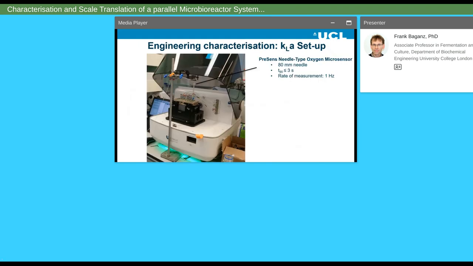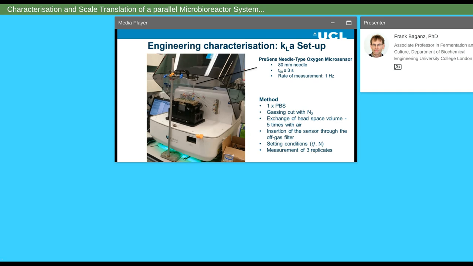This photo shows the setup to determine the volumetric oxygen mass transfer coefficient, kLa. Measurements were performed using the static gassing out method. To perform the measurement with a high frequency and with a sufficiently short probe response time, a needle-type oxygen microsensor was used, as shown in this photograph. The probe was inserted through the off-gas filter of the assembled micro-Matrix cassette.